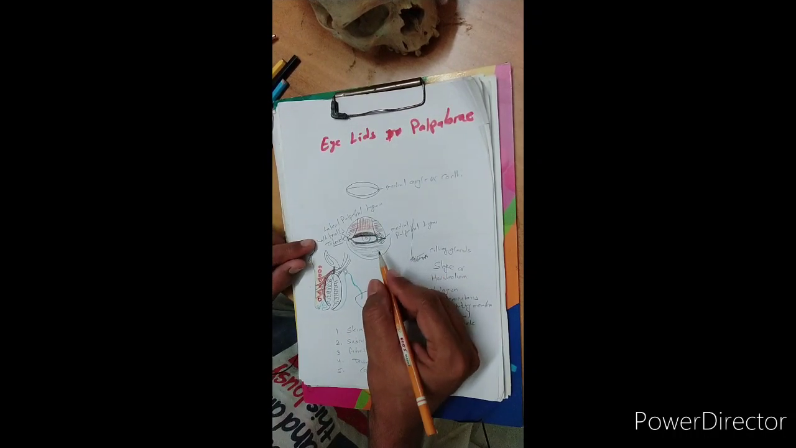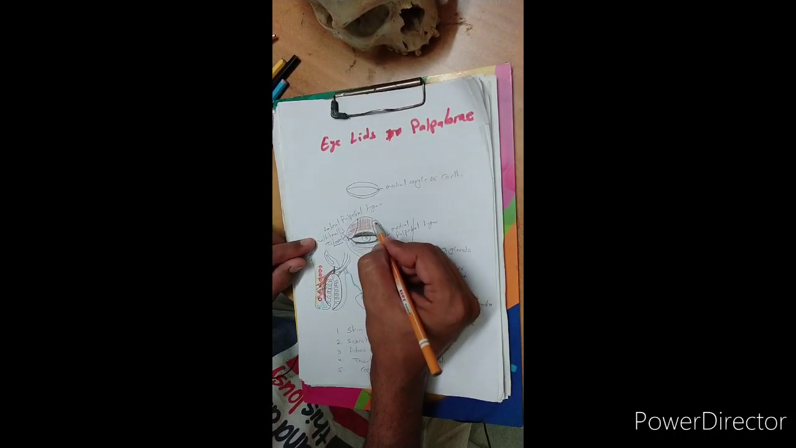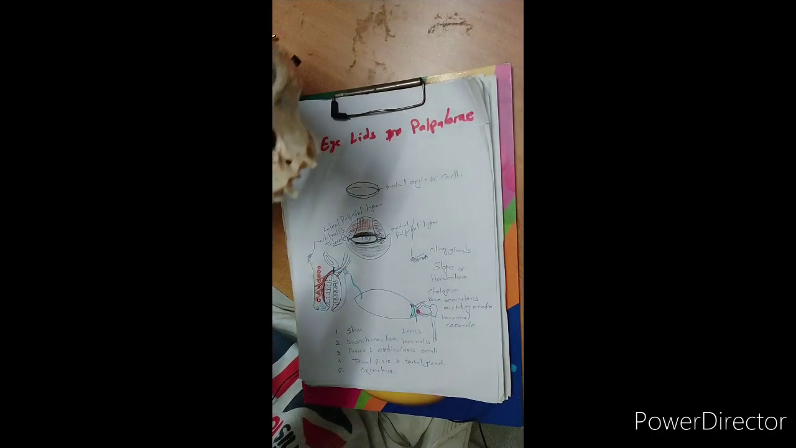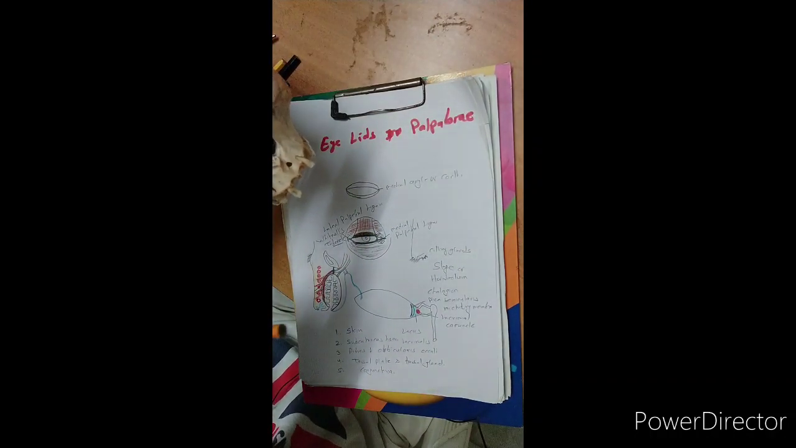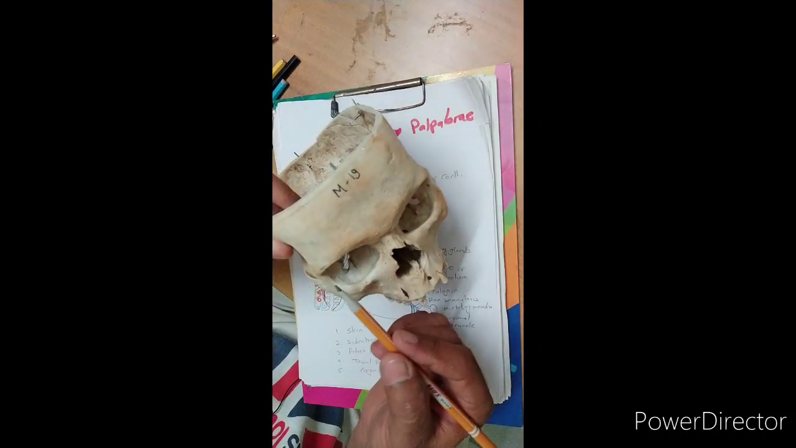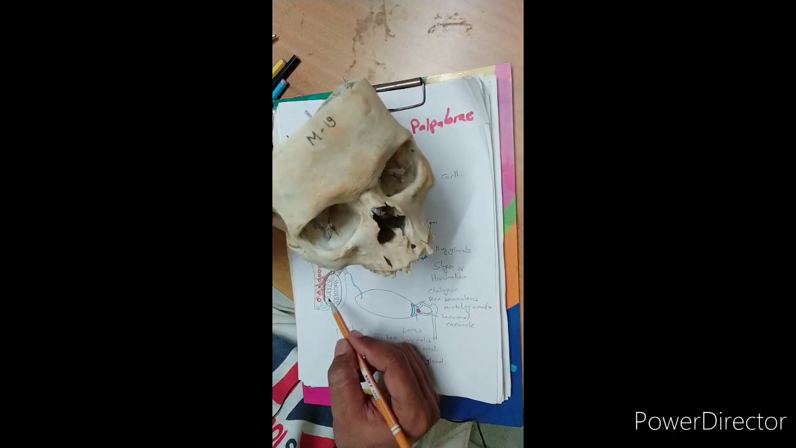So the orbital septum is nothing but a continuation of the periosteal layer of the orbit here. This periosteum continues to form the orbital septum, and this orbital septum, at the margin of the eyelid here, is thickened to form the tarsal plate here.